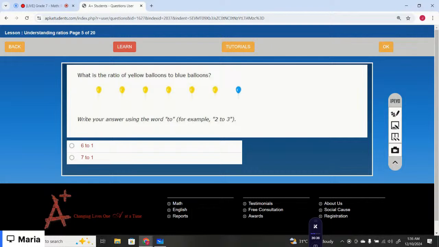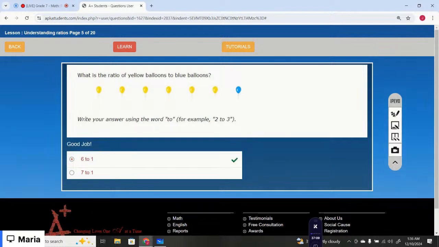What is the ratio of the yellow balloons to blue balloons? So which is the correct option? That is 6 to 1. Option number 1 is the correct option.